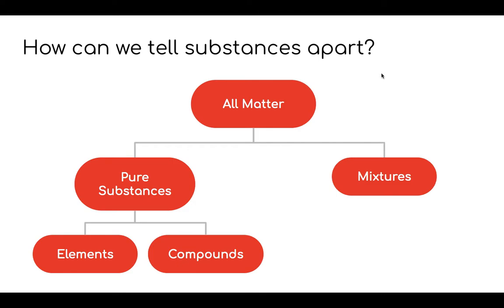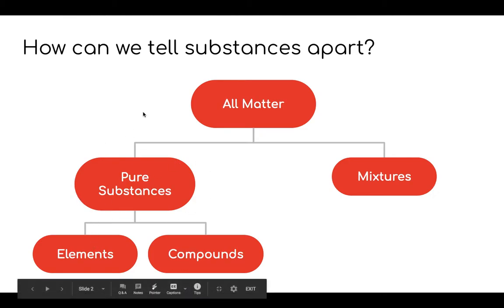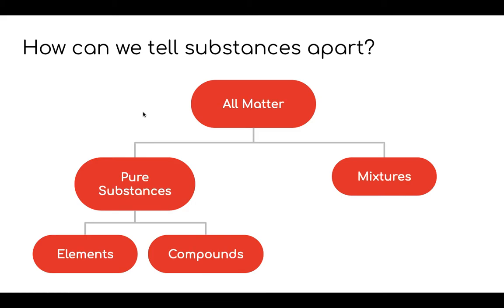So we think back to our last part where we learned how to classify matter. We learned that all matter can be divided into two categories, pure substances or mixtures. And where we focused our attention was on our pure substances. We learned that we have two types of pure substances, elements and compounds. And we know that there are hundreds of elements known in the universe and literally millions of compounds, some of which are similar and some of which are very different from each other. So the question that we want to ask today is, how can we tell substances apart?